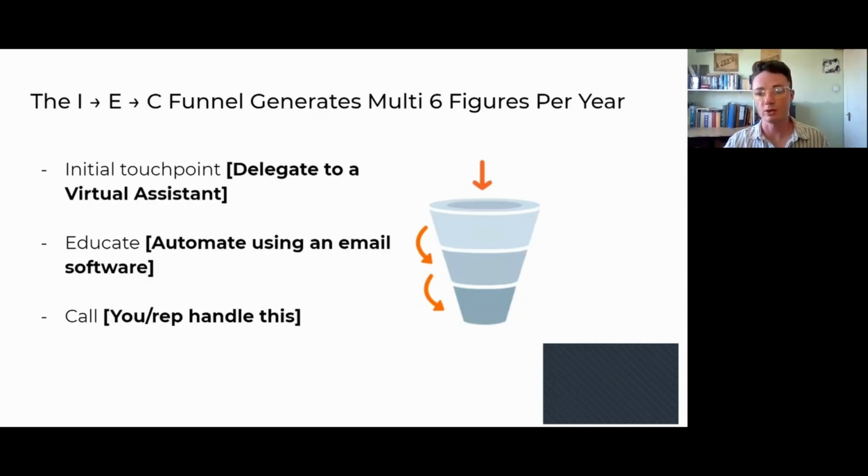So this is what it looks like in my agency currently. So for initial touch point, this is delegated to a virtual assistant. Okay, so a virtual assistant is messaging businesses on Instagram and a little bit on LinkedIn, and then they're doing cold email as well. Now for the educate, this is fully automated, using an email software. Okay. So we use Active Campaign, which again, you've probably heard me talk about before, and we are going to get into that, and I'll go through all of the templates you need to set this up.